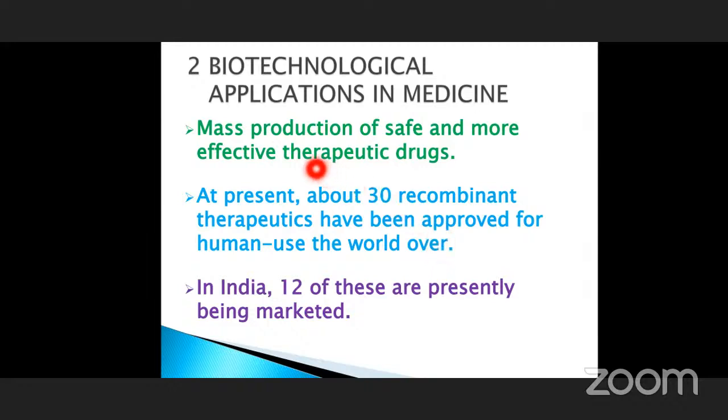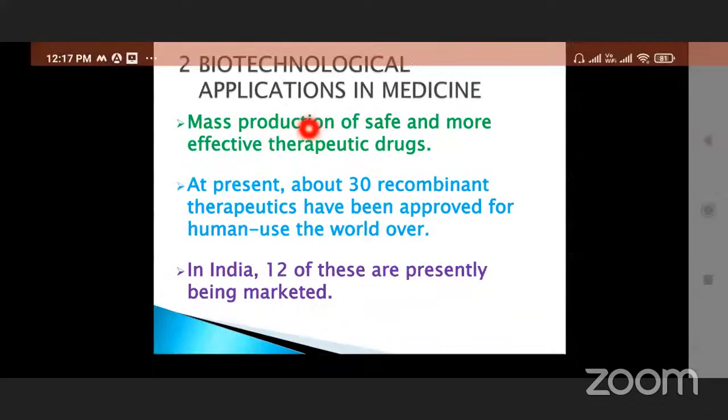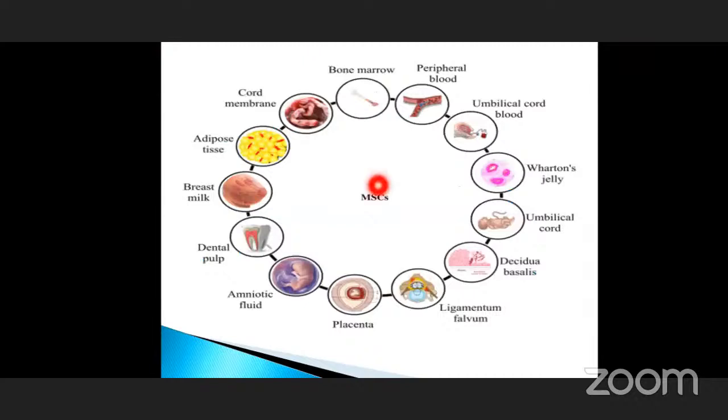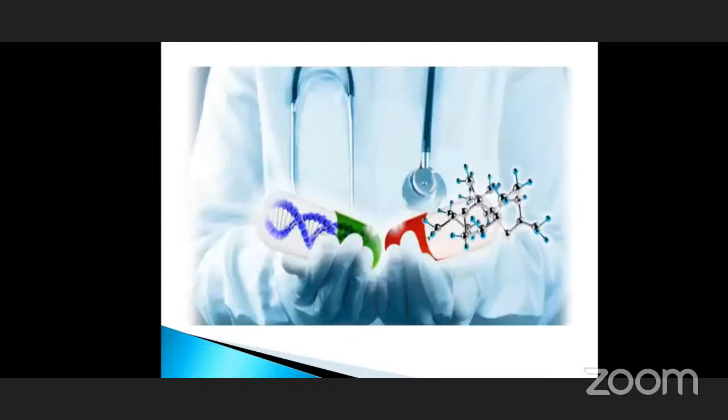Along with vaccines, some other vitamins, antibiotics, and some chemicals are produced in industry within a short period, on a large scale, at low cost. Mass production of safe and more effective therapeutic drugs is done with the help of biotechnology. At present, about 30 recombinant therapeutics have been approved for human use worldwide. In India, 12 of these are presently being marketed. So this biotechnology can play a vital role in the medicinal field.